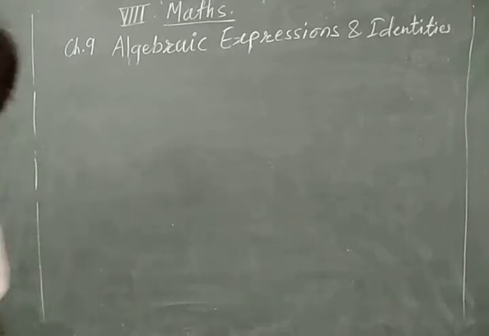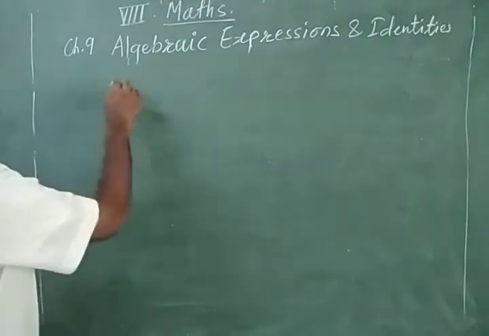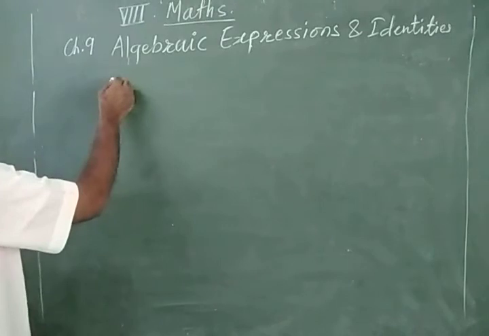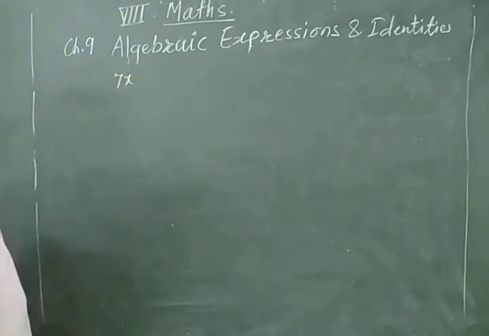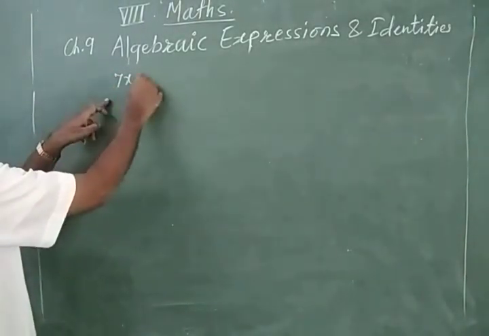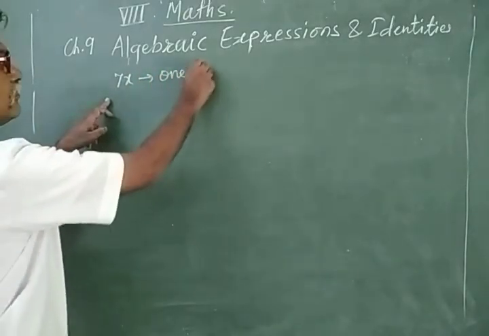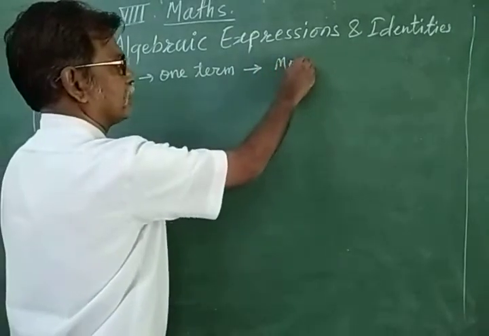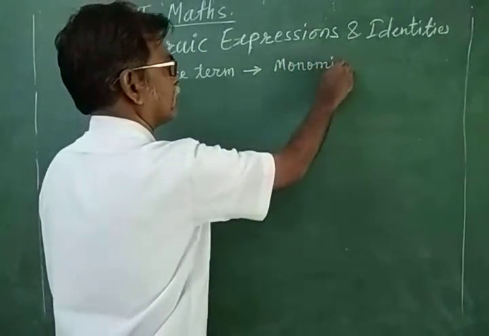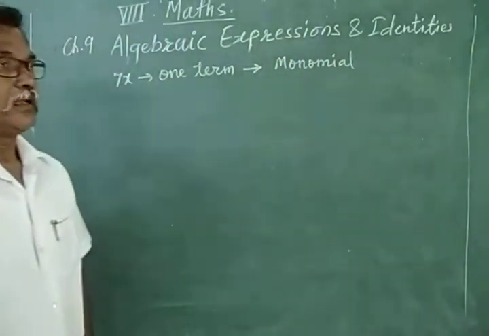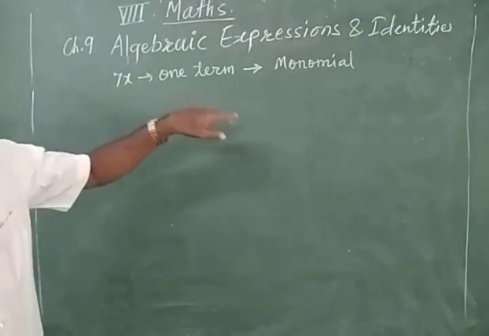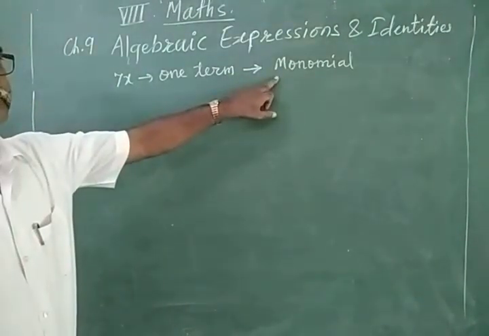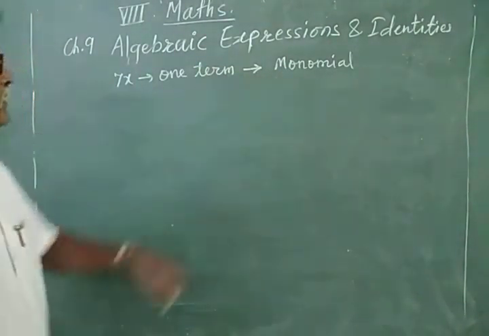Now we shall see the algebraic expression and its type. Let us take 7x. It is having only one term. So it is called monomial. An algebraic expression that contains only one term is called monomial. One term, monomial.